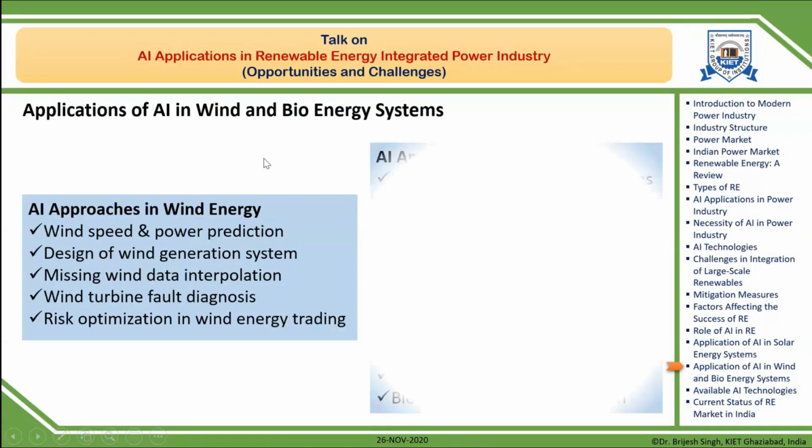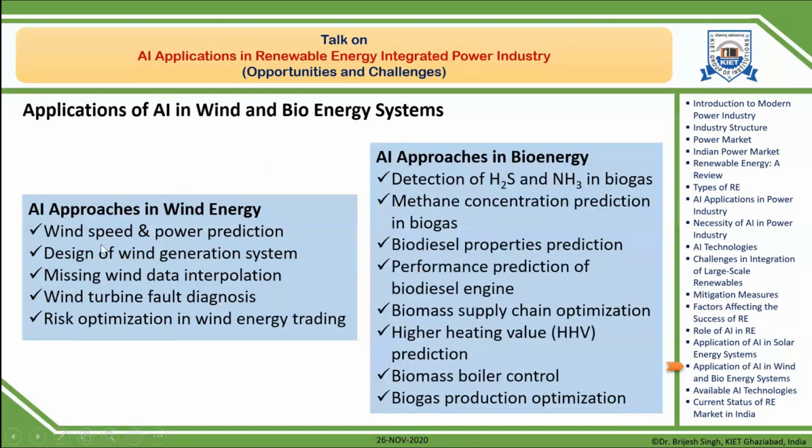Similarly, wind and bio. In wind energy systems, there is wind speed and power prediction. One of my students has worked on this particular topic. Then design of wind generation systems, missing data interpolation, wind turbine fault diagnosis, and risk optimization in wind energy trading. So people who are interested in working on wind energy systems can apply AI approaches for solving these kinds of problems.